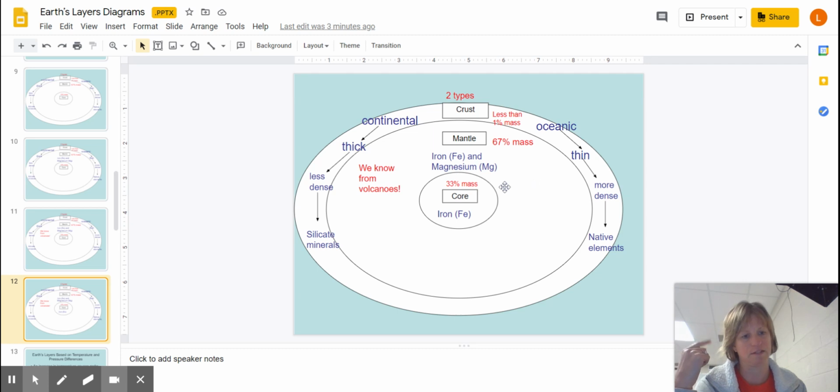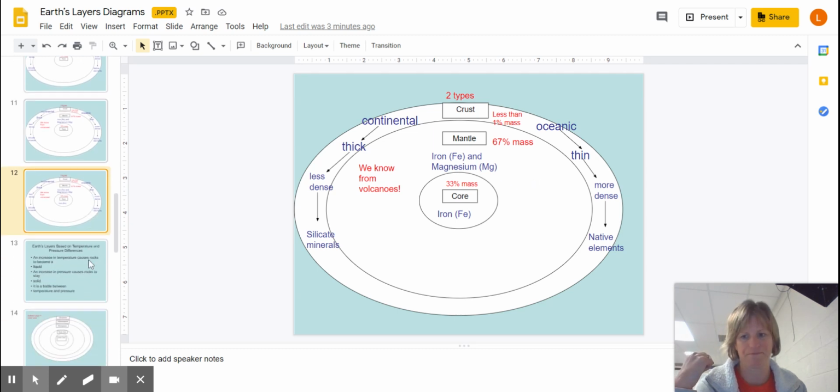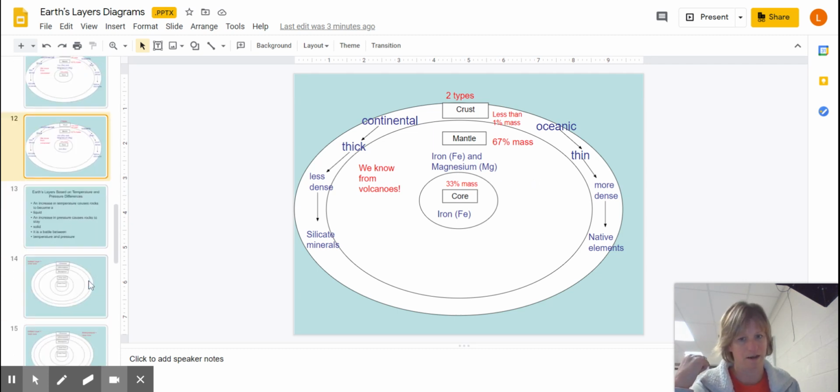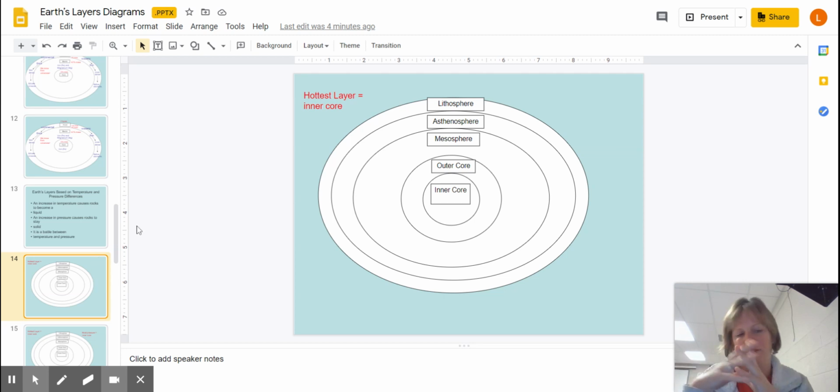But now I'm going to teach you a more sophisticated system. By sophisticated, I mean a little more complicated. So I know that you're at home, but I want you to say these layers after me because some of them are weird. Ready? Lithosphere, asthenosphere, mesosphere, outer core, inner core.